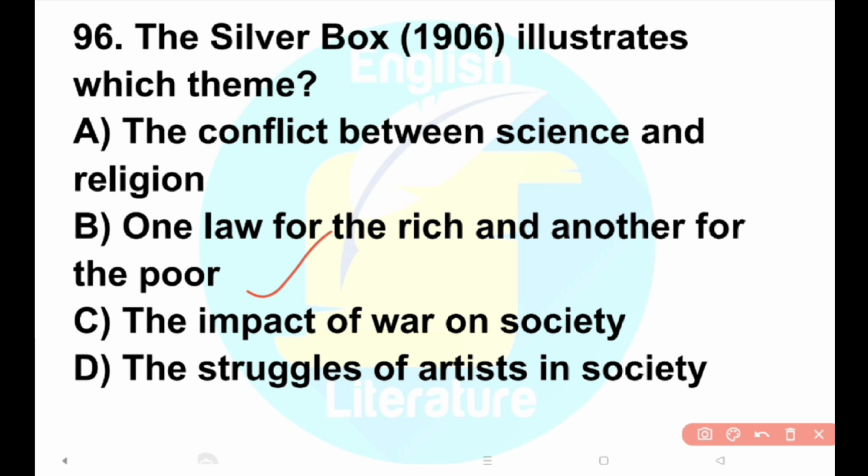The conflict between science and religion. No, this theme is unrelated to The Silver Box, which focuses on social justice, not religion. And the impact of war on society. Written in 1906, before World War I, this play doesn't address war.